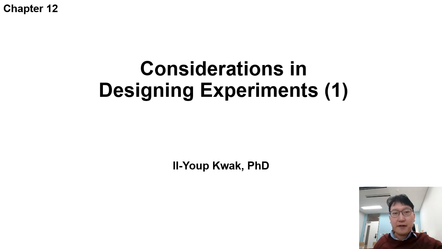Okay, hello everyone. Today we will learn chapter 12, considerations in designing experiments. In this chapter we will learn some design topics. From the problem, if we have some controllable factors, then how can we design the experiment, for example to minimize the variance. Okay, let's move on.